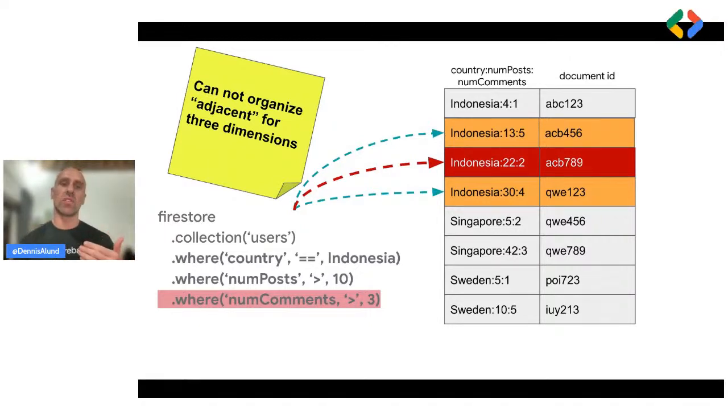This has the downside that we have already downloaded all of that data. So it means that we're paying for document reads that we later on didn't need in the client.